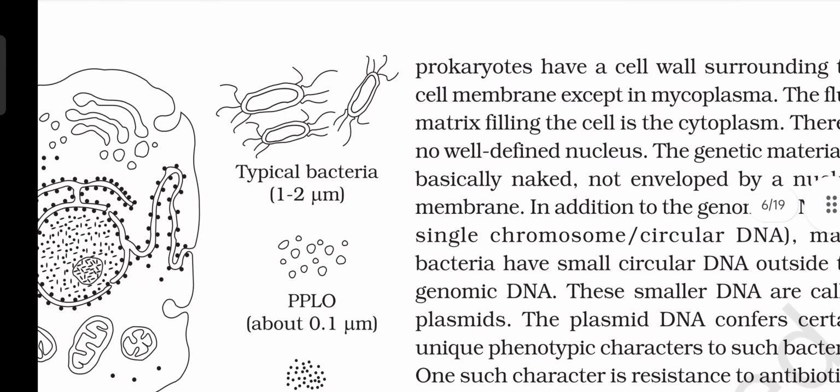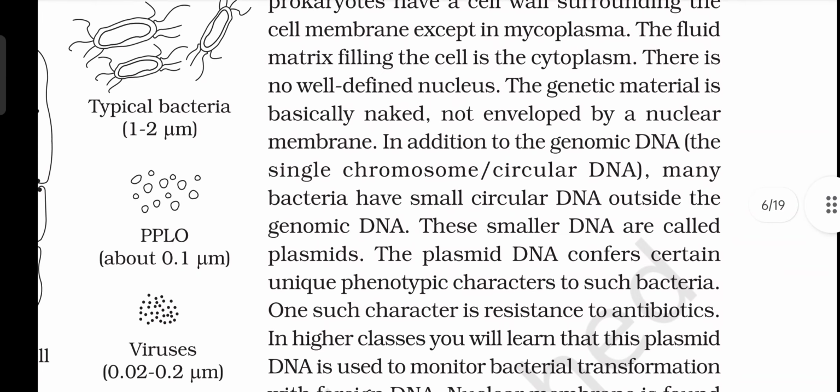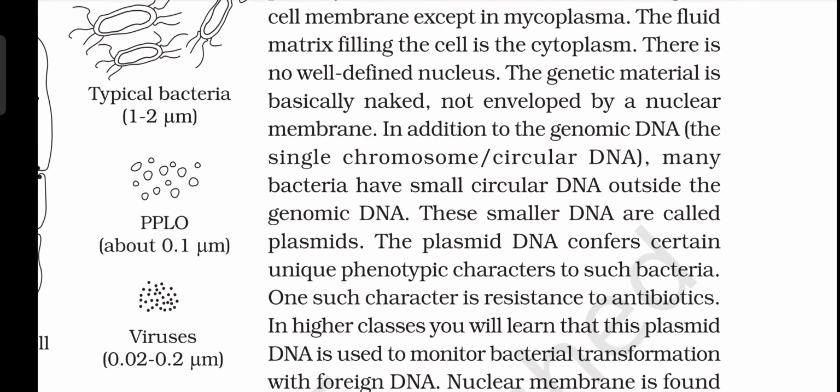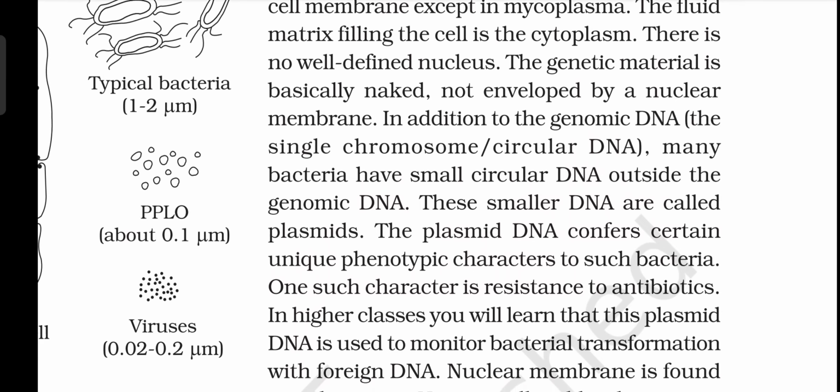All prokaryotes have a cell wall surrounding the cell membrane, except in mycoplasma. The fluid matrix filling the cell is the cytoplasm. There is no well-defined nucleus. The genetic material is basically naked, not enveloped by a nuclear membrane.